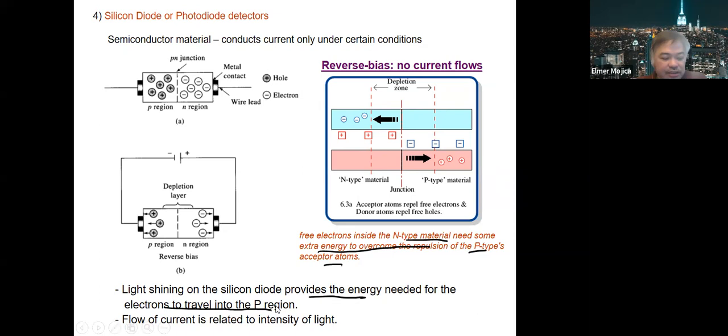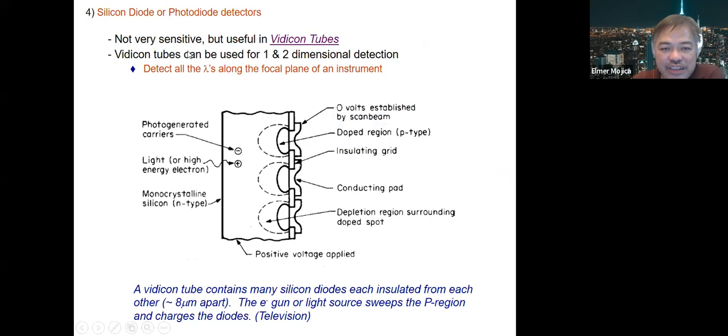Now, the good thing with these semiconductor detectors, it allows you to build, okay, a multi-channel instrument. Not very sensitive, but useful in vidicon tubes. And vidicon tubes can be used for 1 and 2 dimensional detection. So it can detect all the wavelengths along the focal plane of an instrument. Okay. So a vidicon tube was shown here. It contains many silicon diodes, each insulated from each other. And the electron gun or light source sweeps the P region and charges the diodes.